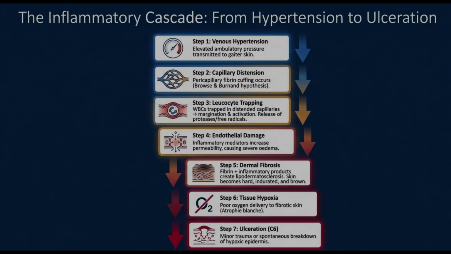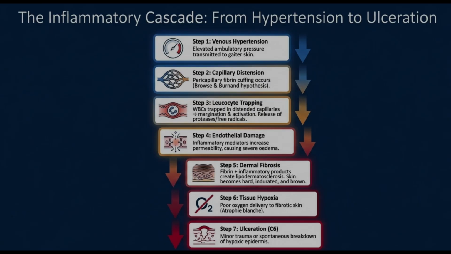The ambulatory venous hypertension. The venous hypertension causes elevated ambulatory pressure transmitted to the gaiter skin. There is capillary distension. Pericapillary fibrin cuffing occurs, which is the Browse and Burnand hypothesis. Leukocyte trapping: the WBCs are trapped in the distended capillaries, which leads to migration and activation, which causes release of proteases and free radicals. The endothelial damage and inflammatory mediators increase permeability, causing severe edema.